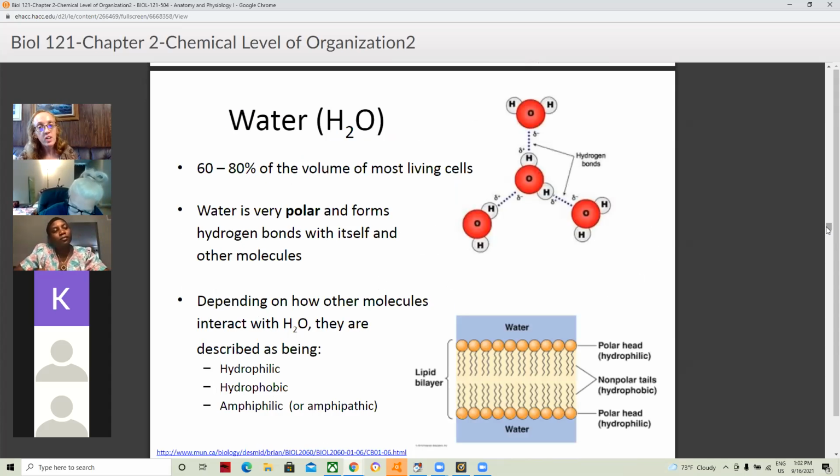So water, moving on. You remember this is a very polar molecule. It's got an oxygen and 2 hydrogens attached to it. The oxygen's very electronegative. And it hydrogen bonds with other water molecules because the partial positive charges on the hydrogens are attracted to the partial negative charges on the oxygen. So water is very polar and it forms hydrogen bonds with itself or other molecules that are polar.